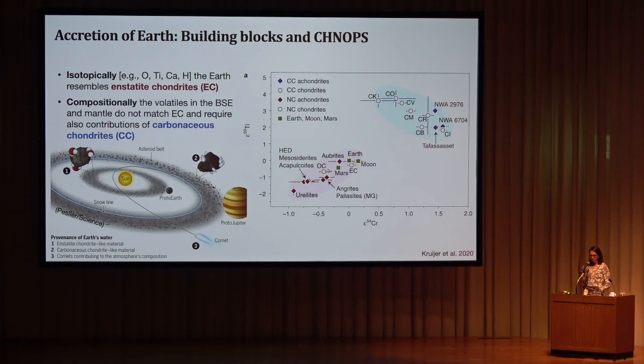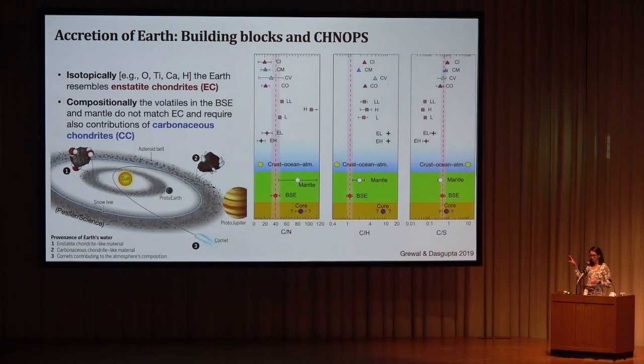Chemically, however, there are several differences when looking in more detail. So Earth's upper mantle doesn't match enstatite chondrite magnesium to silicon ratios, and the bulk silicate Earth carbon to nitrogen, carbon to hydrogen, and carbon to sulfur ratios differ from enstatite chondrites. And they're more similar to carbonaceous chondrite meteorites that probably are forming farther out than the asteroid belt.